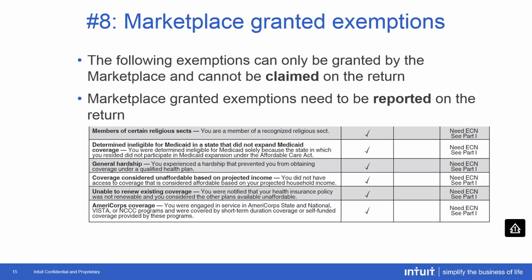We have members of certain religious sects, determined ineligible for Medicaid in a state that did not expand Medicaid coverage, hardship, coverage considered unaffordable based on projected income, unable to renew existing coverage, AmeriCorps coverage. However, marketplace granted exemptions do need to be reported on the return. So they're not physically being claimed on the return, but they're being reported on the return. Please refer to the 8965 instructions for the full set of exemptions.